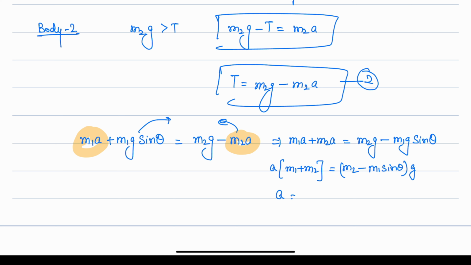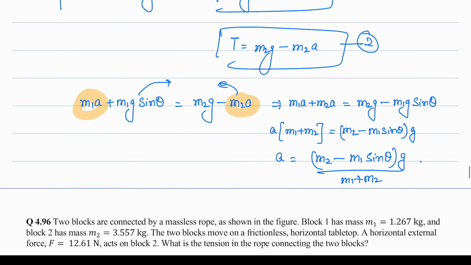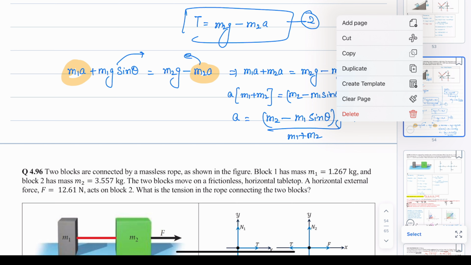So what is the value of acceleration? A equals (M2 minus M1 sine of theta) multiplied by G, divided by (M1 plus M2). Clear? Fine. Okay, clear? Okay, add a page here for you, and now you can solve all the things.